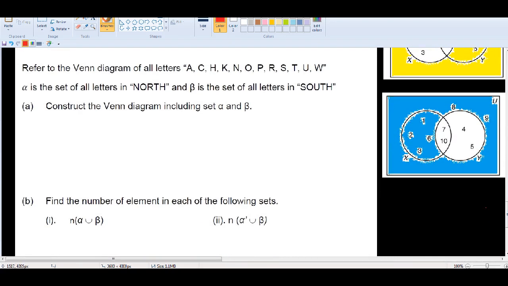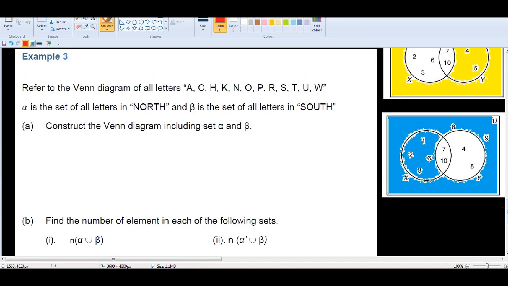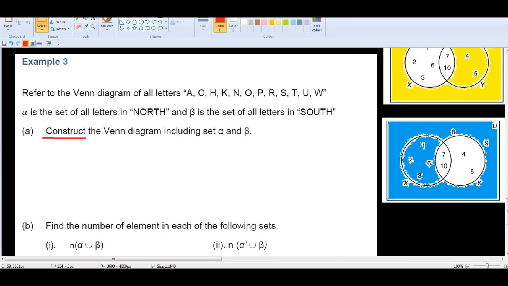This one we are going to use letters rather than numbers. Refer to the Venn diagram of letters A, C, H, K, N, O, P, R, S, T, U, W. Alpha is the set of all letters in North. Beta is the set of all letters in South. You need to construct a Venn diagram including sets alpha and beta. How could we construct a Venn diagram?